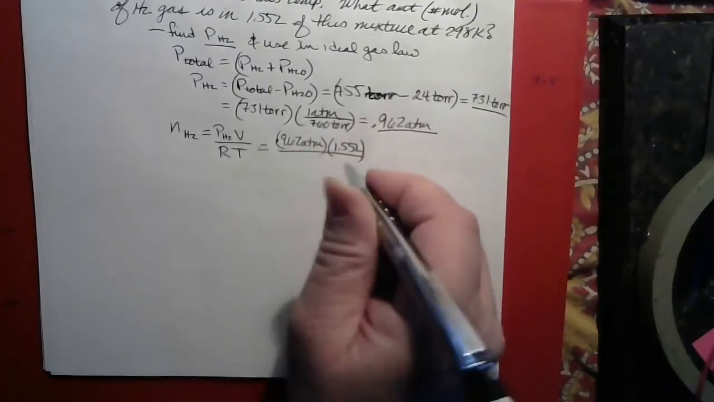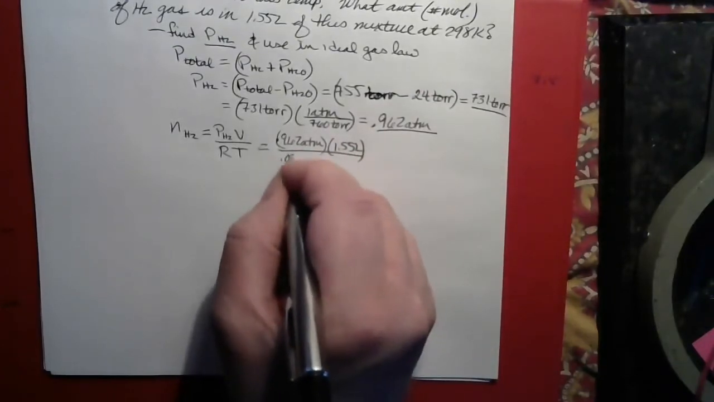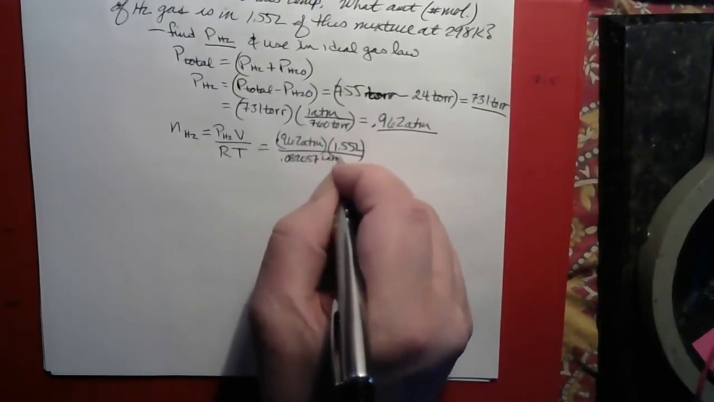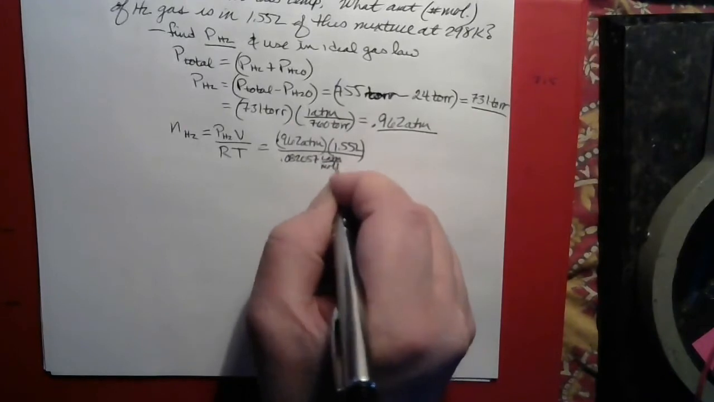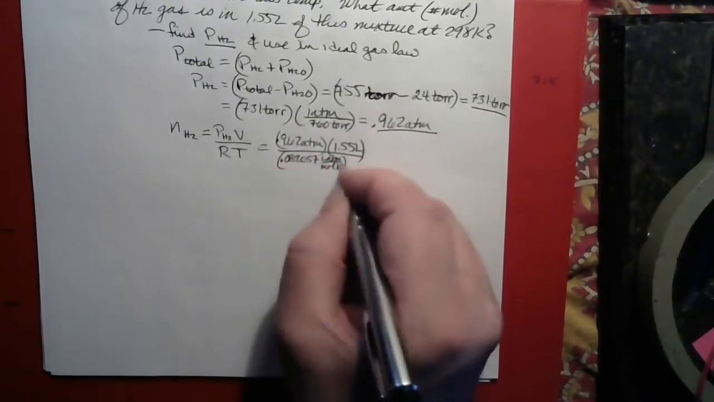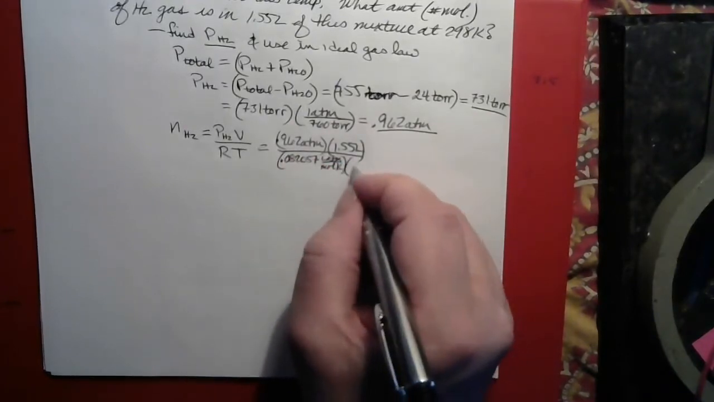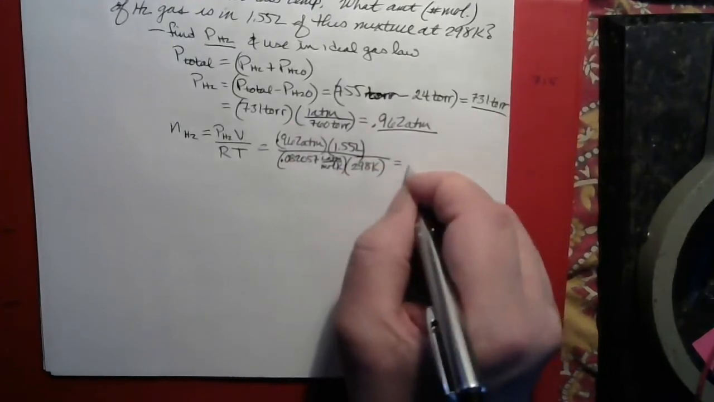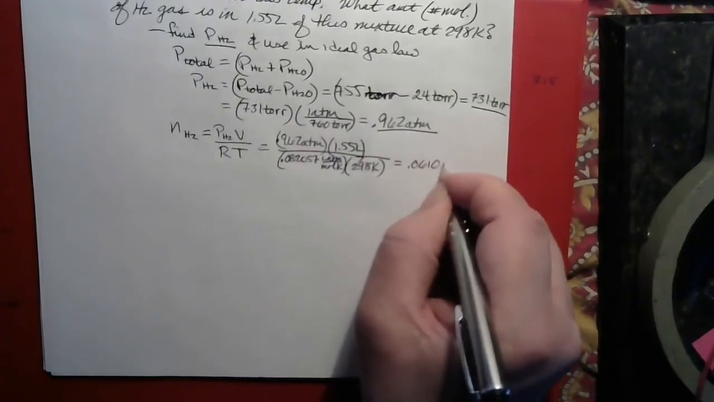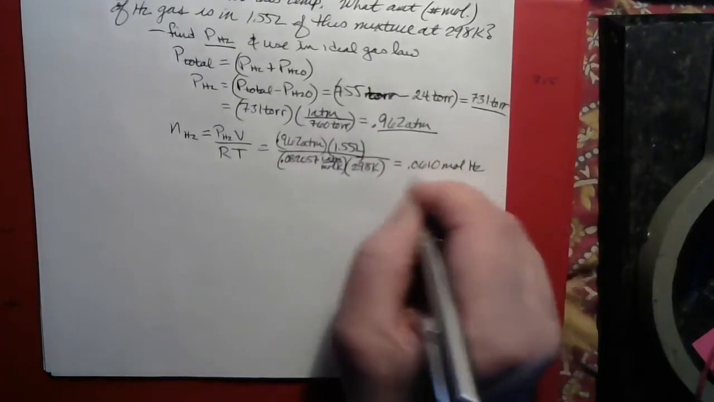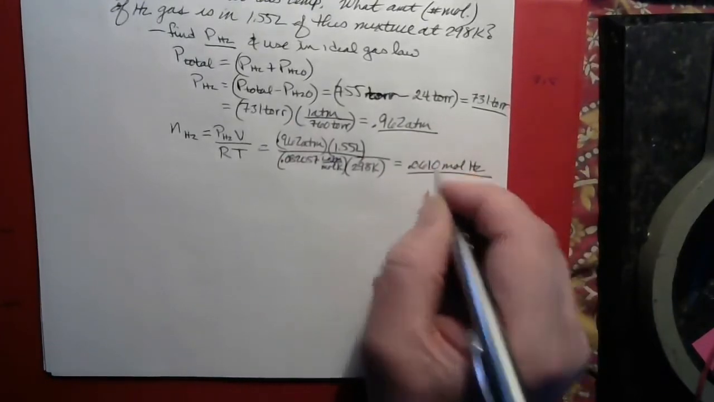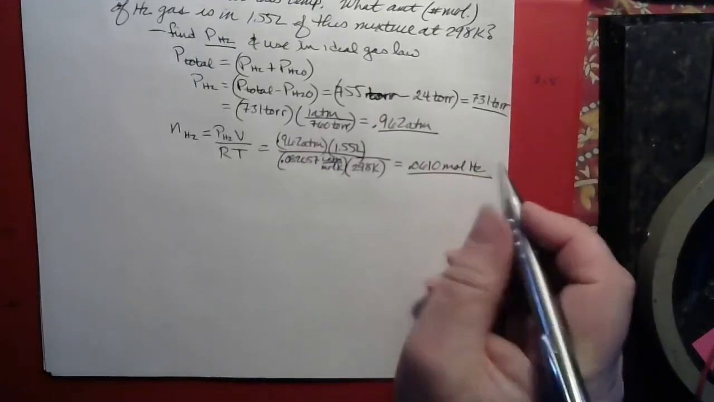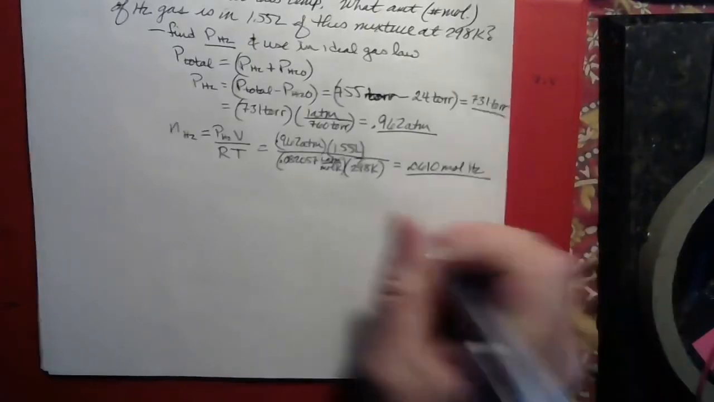So it's 1.55 liters, 0.082057 liter atmospheres over moles Kelvin, times temperature, which is 298, and that's 0.0610 moles of hydrogen. So there's your moles of hydrogen.